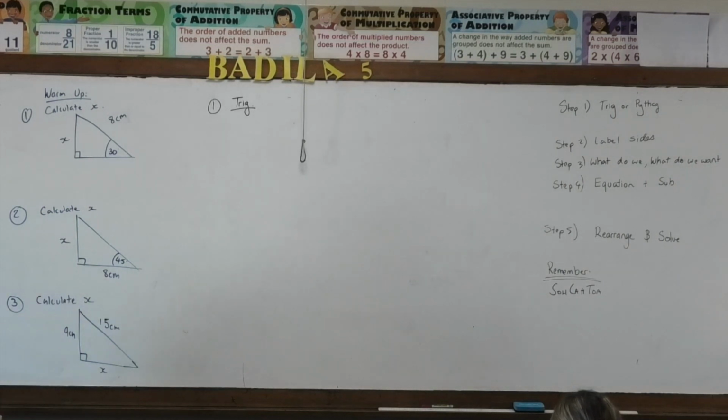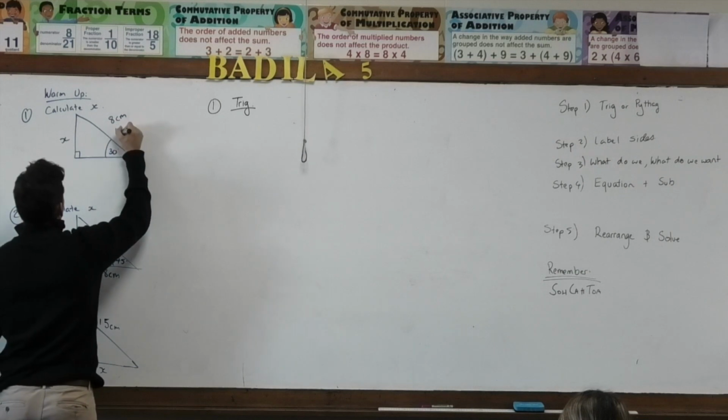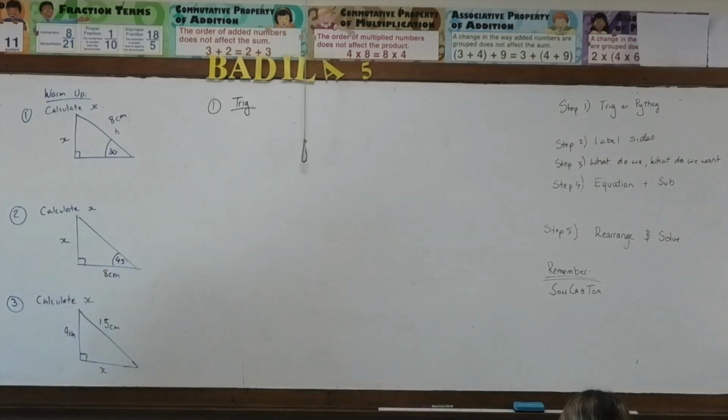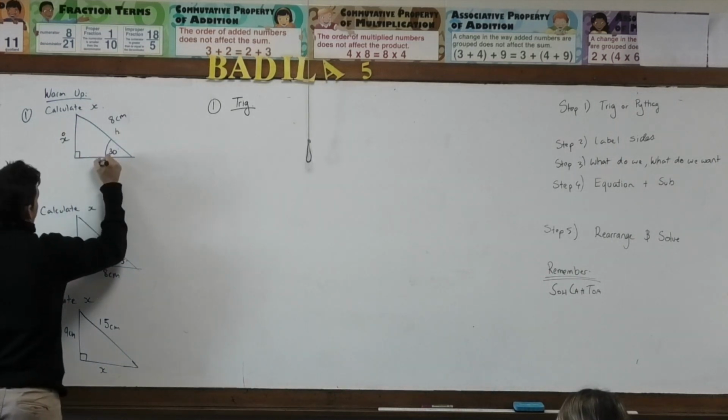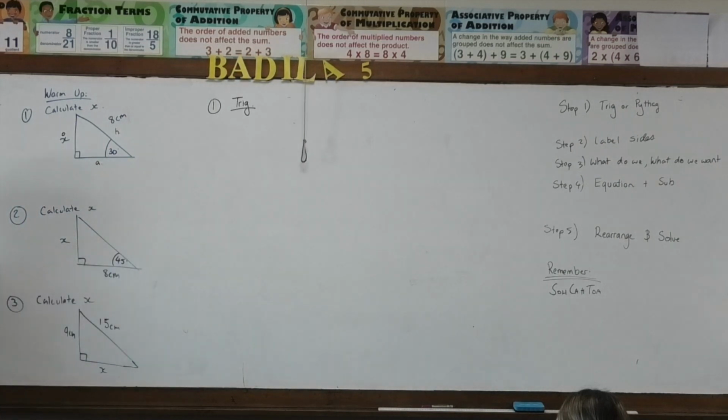Step 2 says I need to label my sides. So when I'm labelling my sides, what's the first side I should label? H. I can see my longest side immediately, which is what? The 8. Okay. My next side that I should label is my opposite. So I'm looking for the side that's furthest away from my angle, or opposite my angle, which is the X. So immediately I already have the sides that I have and want. Right, A there as well.